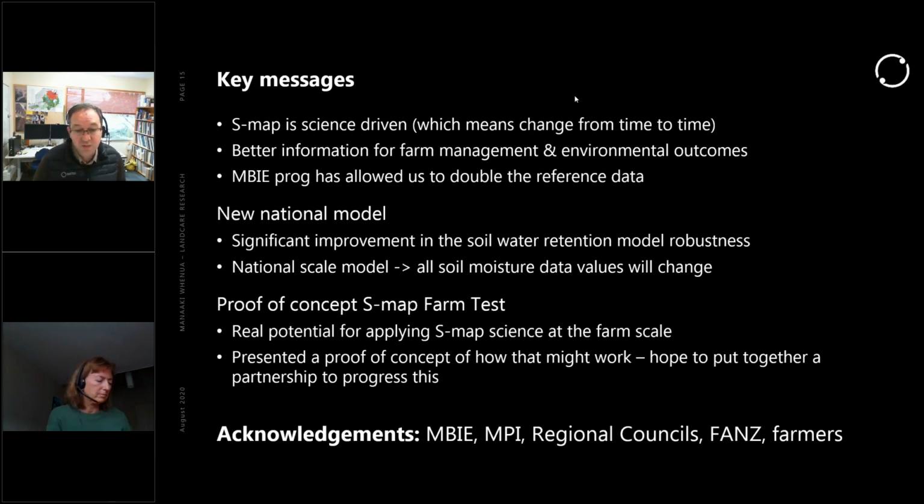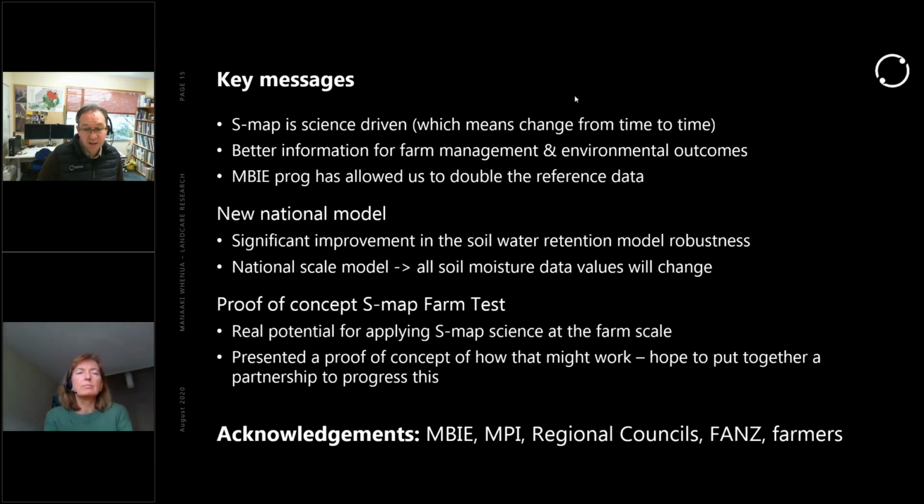Soil information is crucial to a whole range of land management policies, decisions, from farm scale up to the national scale. We have been very lucky in that we've had a significant investment through MBIE, our MBIE research program, which has really allowed us to focus on the soil water data over these last 4 years. And that has made a step change in terms of the reference data that we've been able to use to develop our models. And so the outcome from that has been the new national model, and that is a significant improvement in terms of the robustness of that model, which Linda has gone through, in predicting soil water retention values.